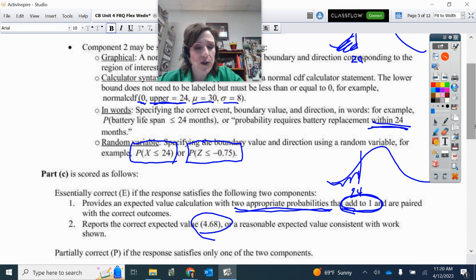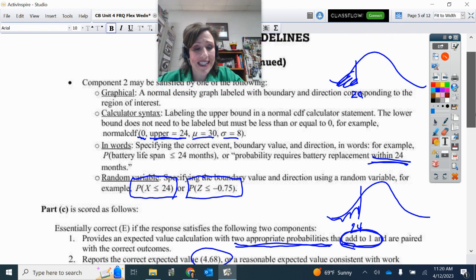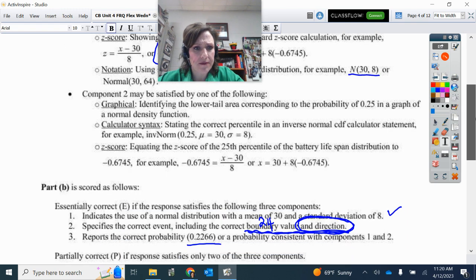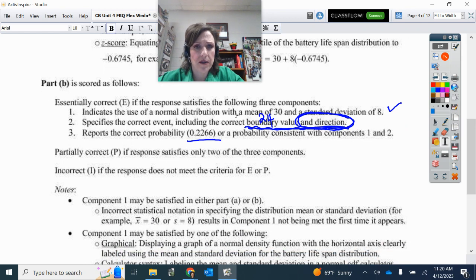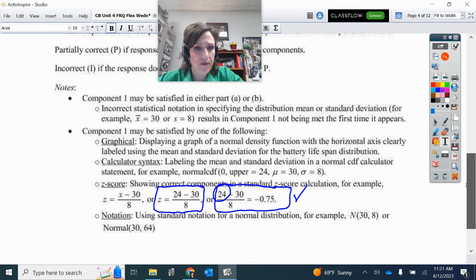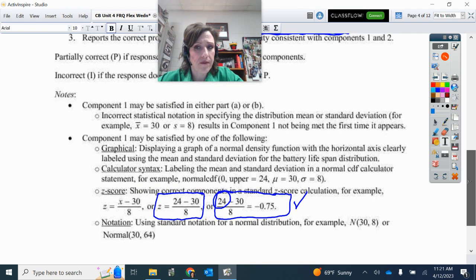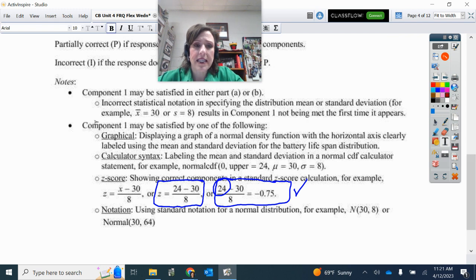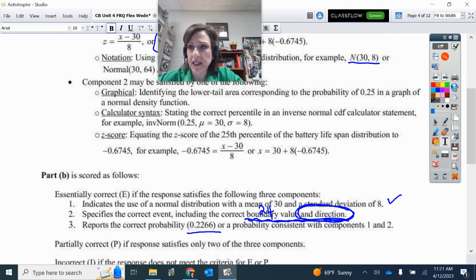All right. So of course you get an E if you have all of those components, and let's go back. Yeah, to get a full credit, you had the boundary of 24 and the direction that I missed. And then I did do the correct probability. Okay, so let's see here. See, component one can be satisfied with this, but not component two. All right, so I'm pretty sure I would have gotten a P on that, unfortunately.